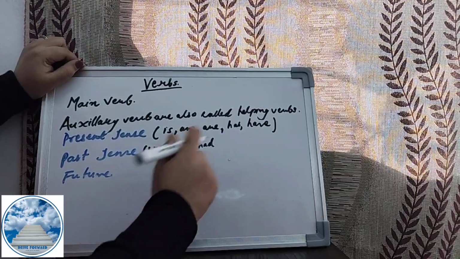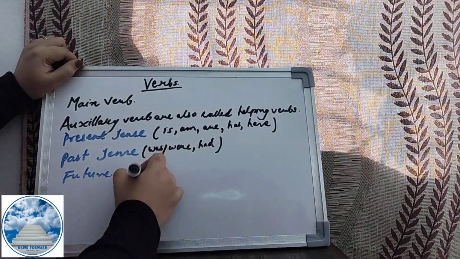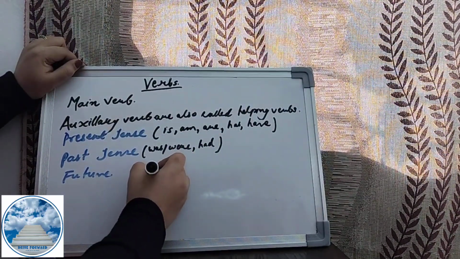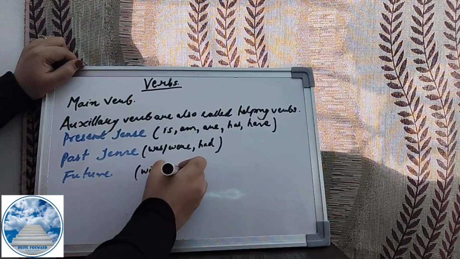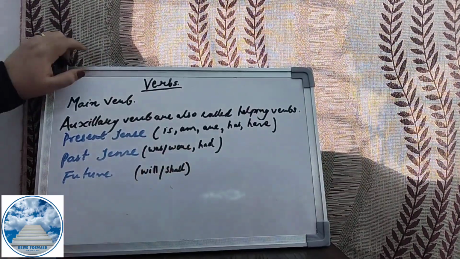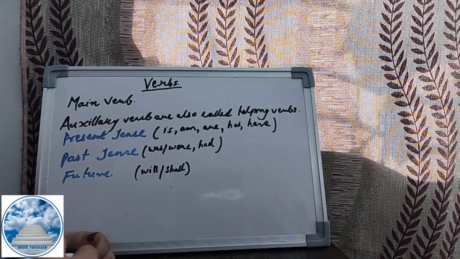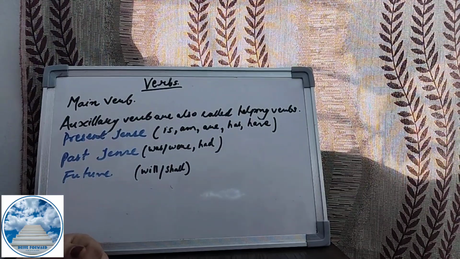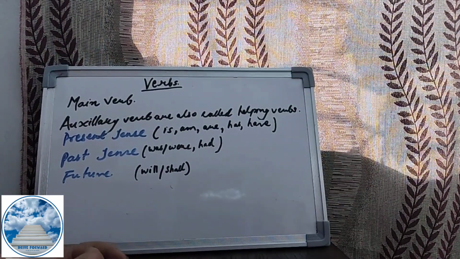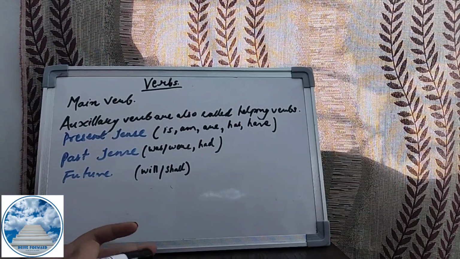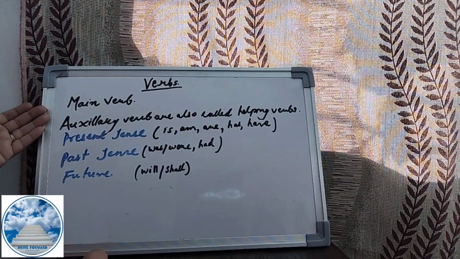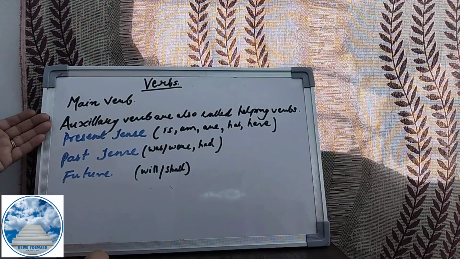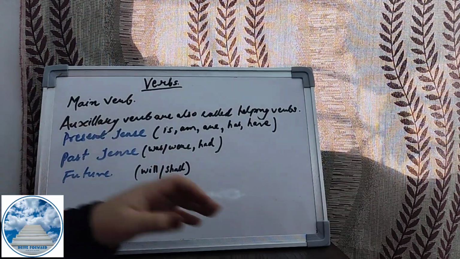Was, were, had, and here will and shall, right? I will go tomorrow. So here, will is the auxiliary verb and go is the main verb. Okay, so I hope you understood what auxiliary verbs are and why they are equally important as the main verb.